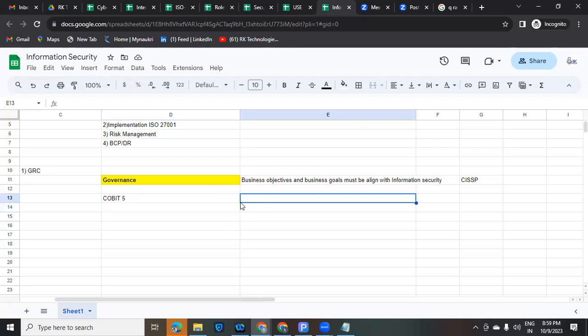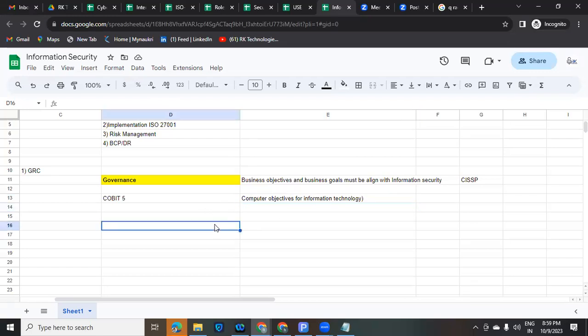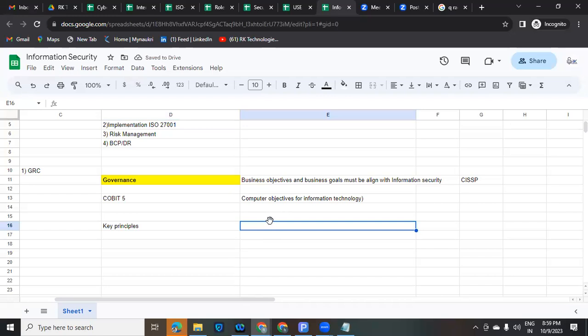COBIT's full form is Control Objectives for Information and Related Technology. OB means objectives. Under this, we have a total of five key principles. The first one is: meet the needs of stakeholders.